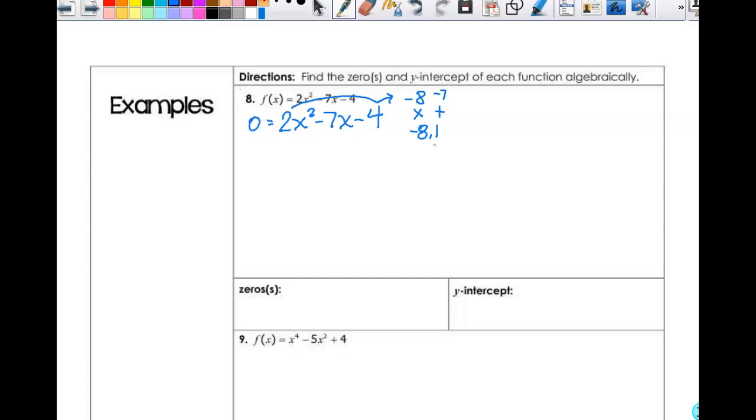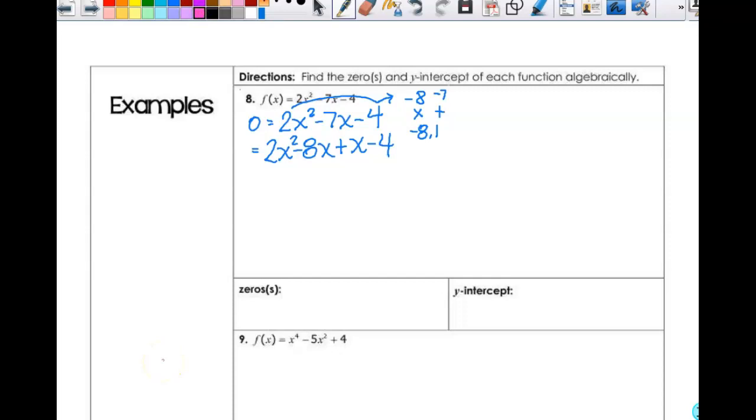Once I have figured those out, I don't make parentheses, okay? This is equal to, I split this middle term, 2x squared minus 8x plus x minus 4. Everybody with me so far? Okay.